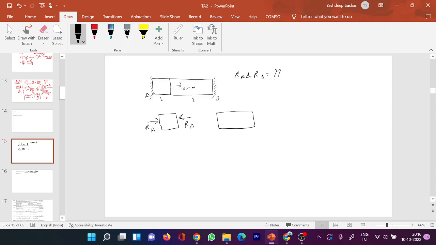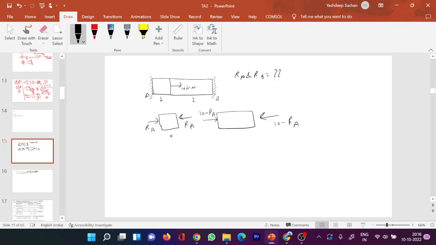And now net would be the 10 this way. So 10 minus RA, and same way 10 minus RA. But it is rigid, so net deflection would be 0.